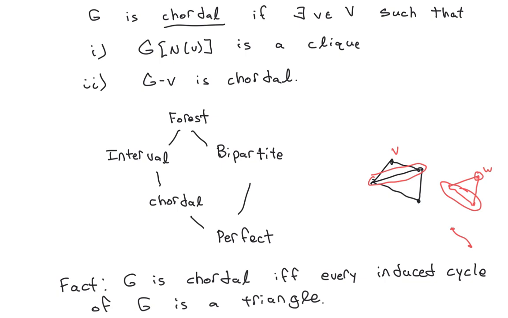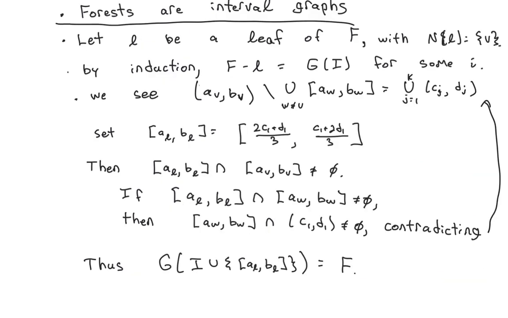It also turns out that forests are examples of interval graphs and bipartite graphs. However, in general, a bipartite graph isn't necessarily chordal, because obviously bipartite graphs can have even cycles of length greater than 4. So first, let's prove that every forest is actually an interval graph. All these proofs are going to be by induction on the size of the graph.